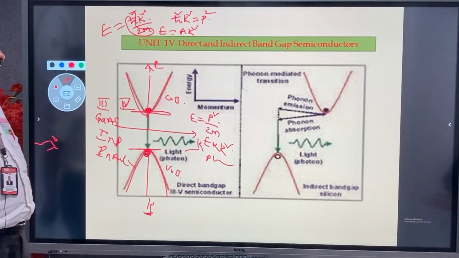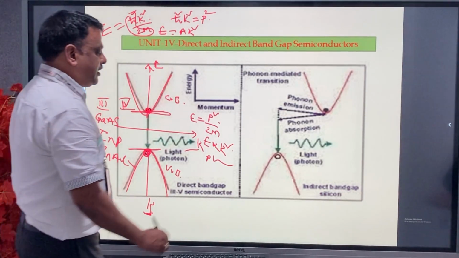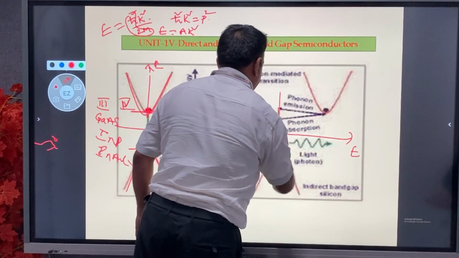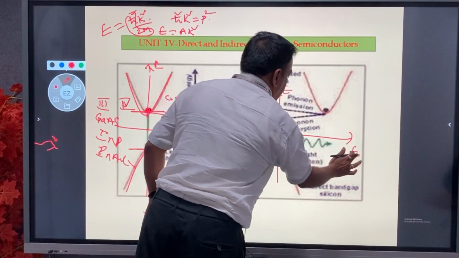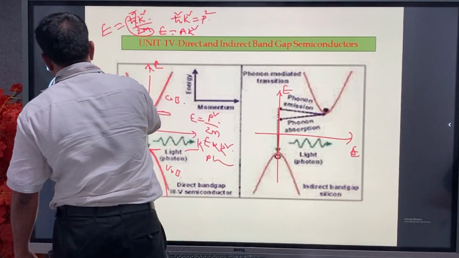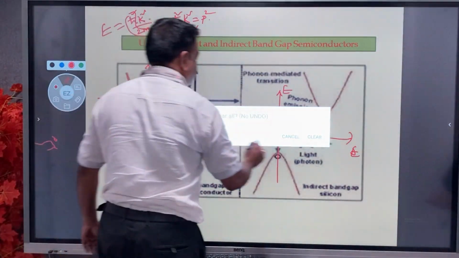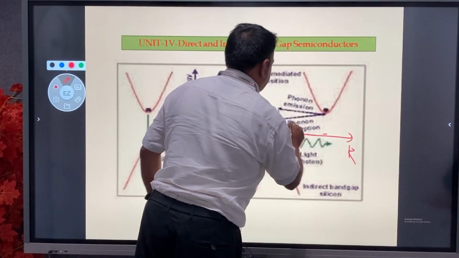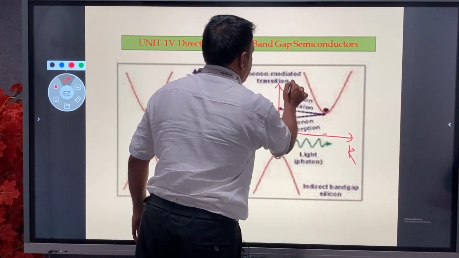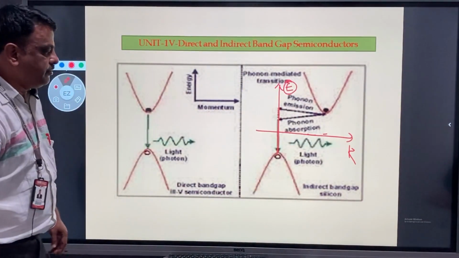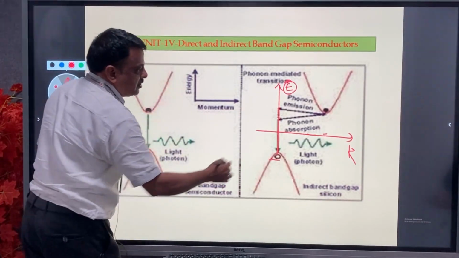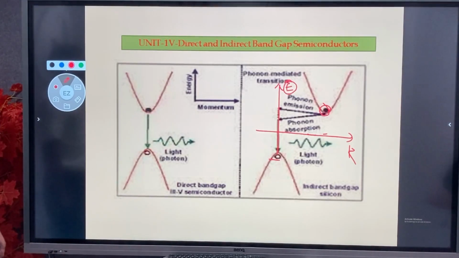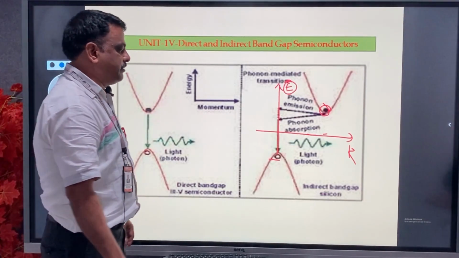Next, the indirect band gap semiconductor. Let us consider an indirect band gap semiconductor. Here this is the E-K diagram, this is the value of E, this is the value of K. Here we can observe the maximum value of the valency band and the minimum value of the conduction band do not occur at the same value of momentum. So this is called an indirect band gap semiconductor.